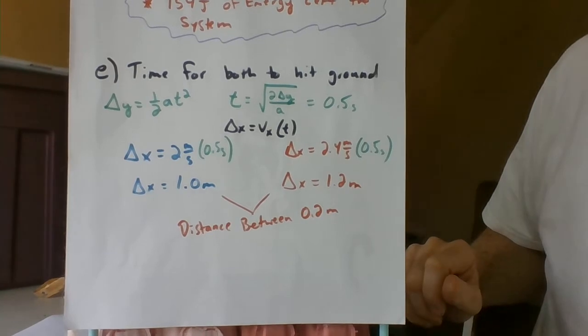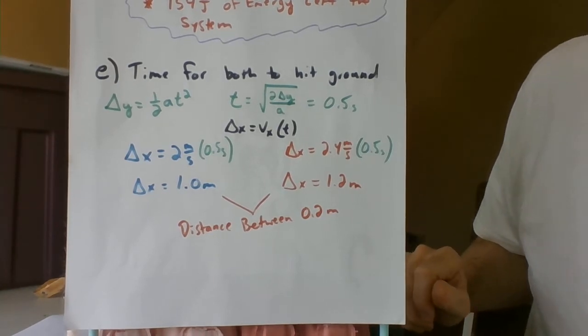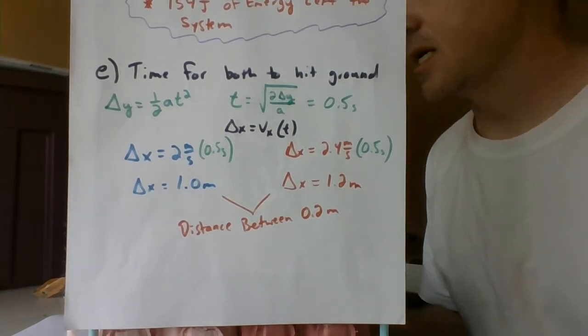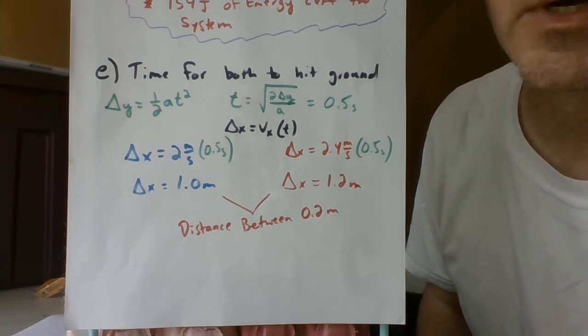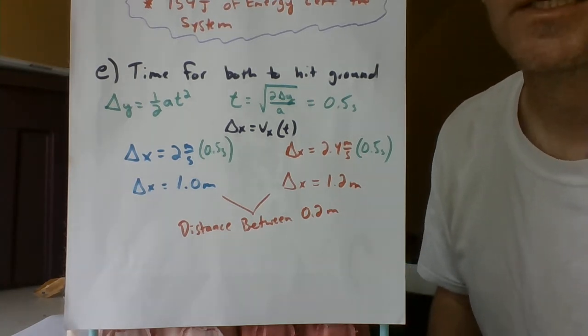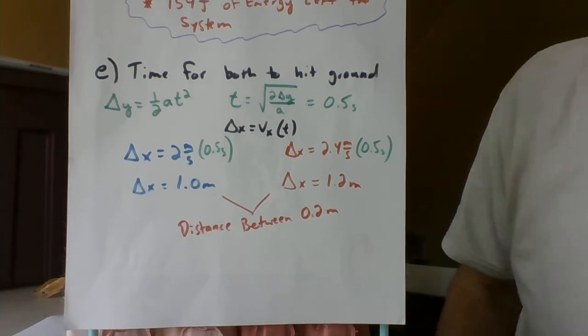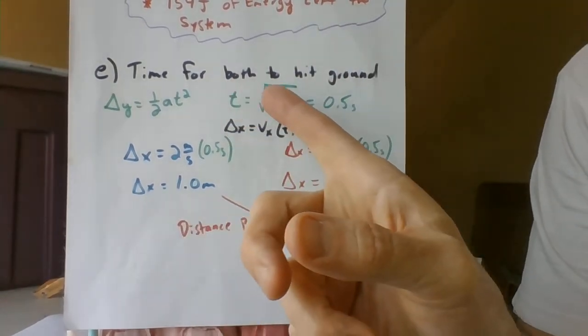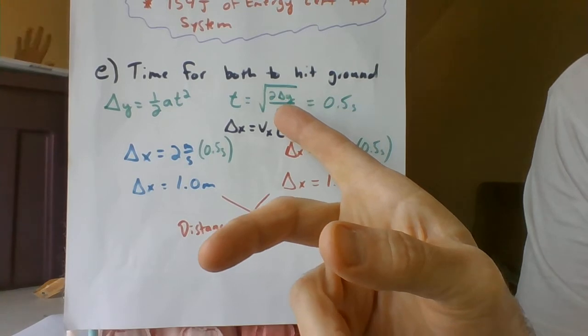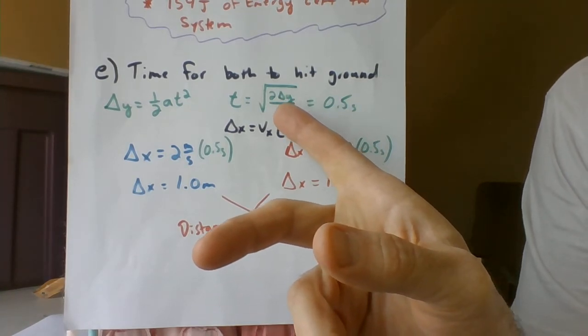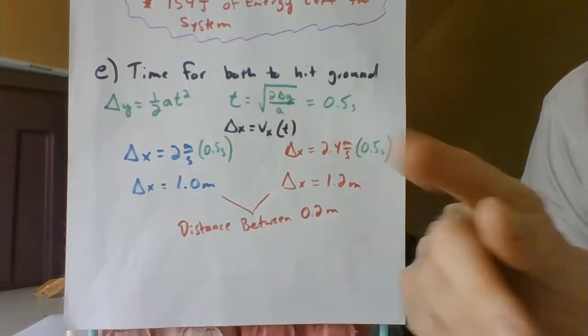Now the time for both to hit the ground. I don't know if it asks that. It's just when they do hit the ground, how far apart are they going to be? If we ignore air resistance, yes, they're both dropping from the same height. So we get that old 2 times delta y divided by g. They're both going to be in the air for 0.5 seconds.